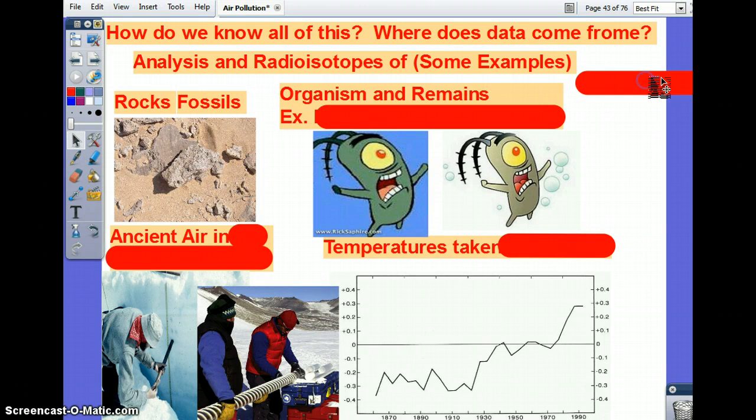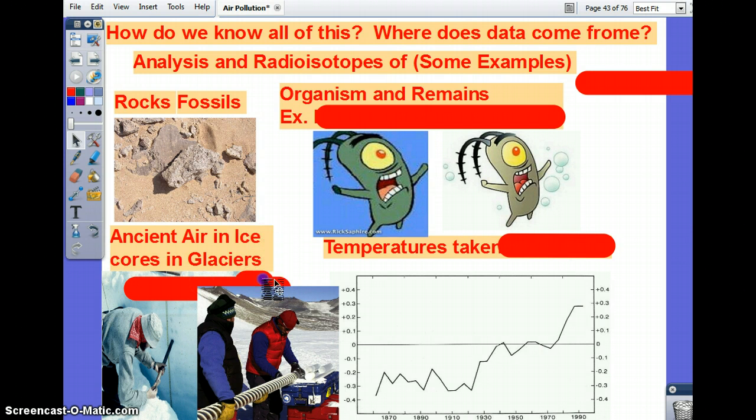Fossils, okay? The melting. It has to do with glaciers. There's actually these cores inside glaciers, and if I zoom into the picture, you'll see that they're extracting them right there in that picture to the right. That's what an ice core looks like. Is that plankton? That is plankton.